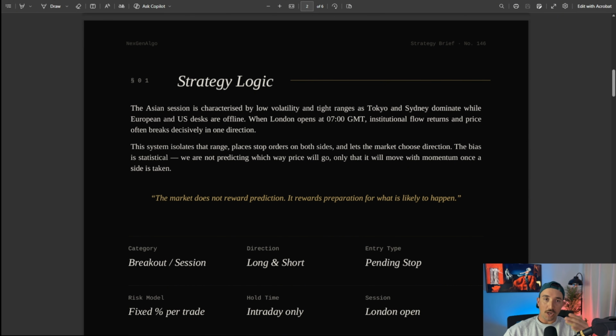The problem is you can't really manually trade it if you have a job. You can't really get up early enough to trade it, and you need to be on the ball the whole time watching the chart. So I automated it, just like I do with every other strategy. And today I'm going to walk you through the strategy.